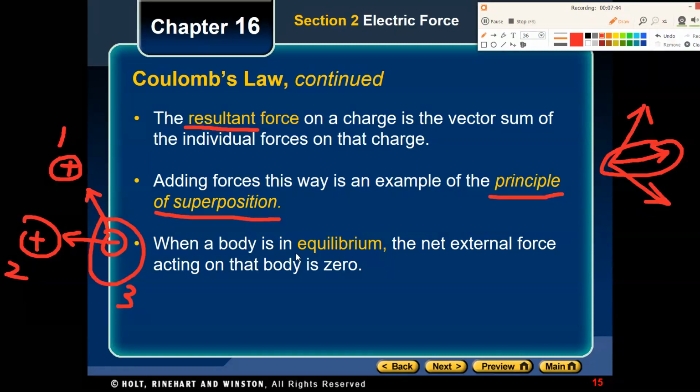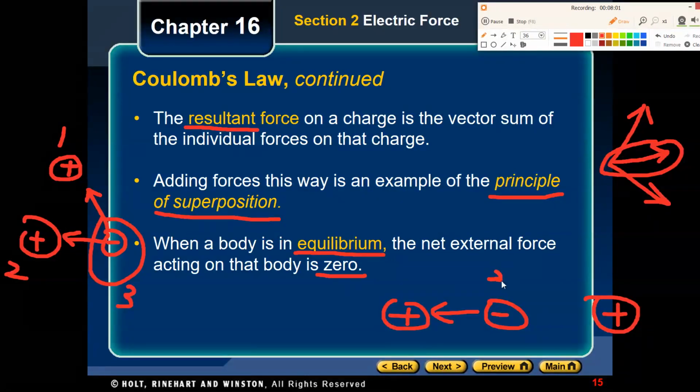When an object is in equilibrium, the net force is 0. So this one is not in equilibrium, but something like this probably is. The middle charge, we assume, is charge 3. If you calculate the overall force, the net force is 0, so we can say this object is in equilibrium.